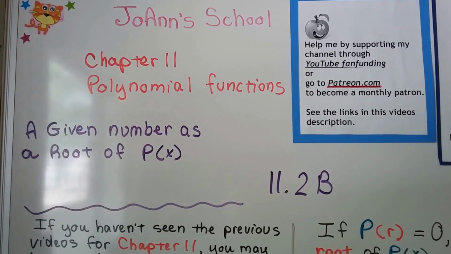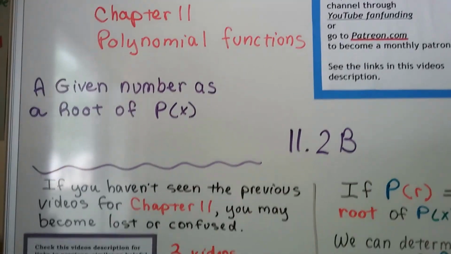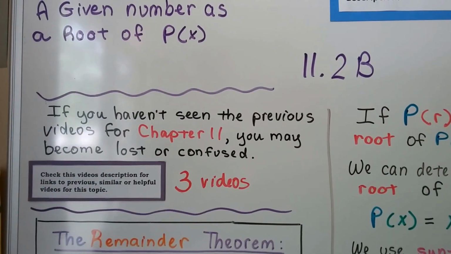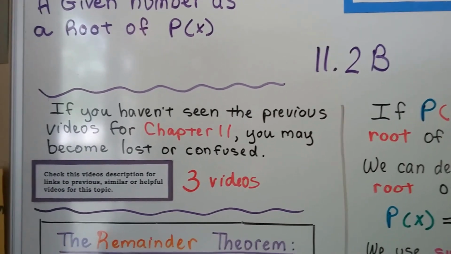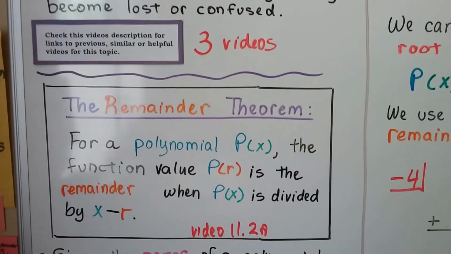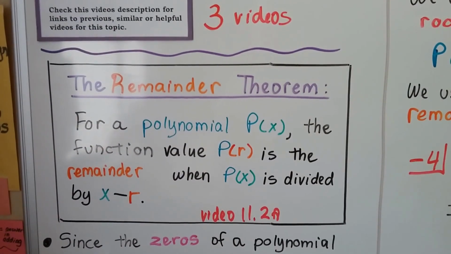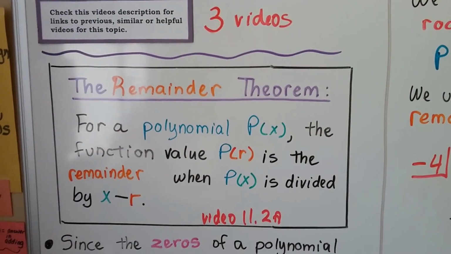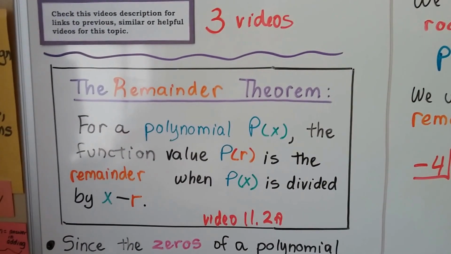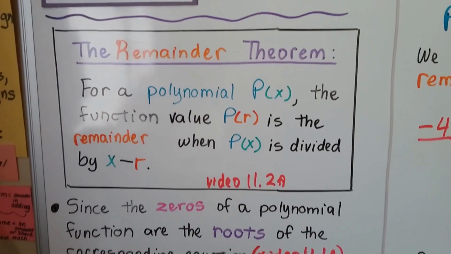We're going to talk about a given number as the root of p of x, the function of p of x. If you haven't seen the previous videos for chapter 11 and become lost or confused, there's links in the description. So we said in the last video, 11.2a, the remainder theorem is for a polynomial p of x, that function value p of r is the remainder when p of x is divided by x minus r.